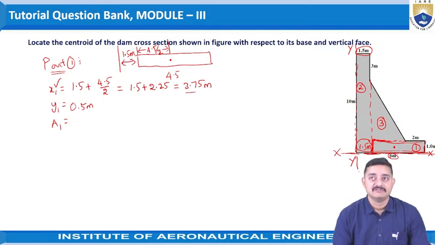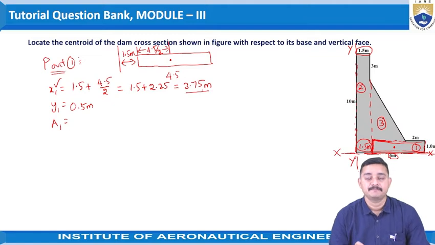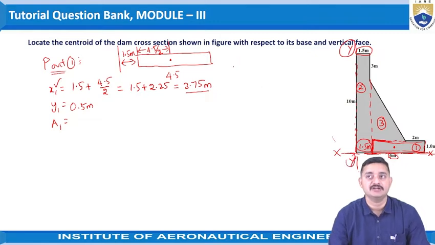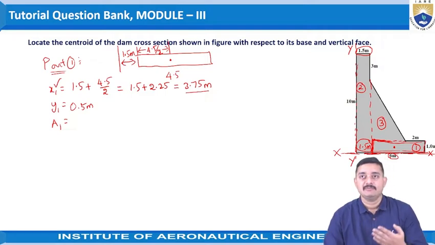So this 3.75 meters is the distance of the centroid of part 1, the centroid of the first rectangle, from the y-axis which we have selected for the total figure. So we need to concentrate highly while solving this type of problem. Why? Because the centroid's distance should be considered from the reference axis.